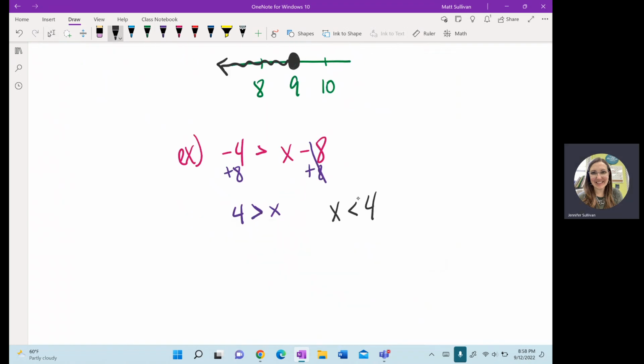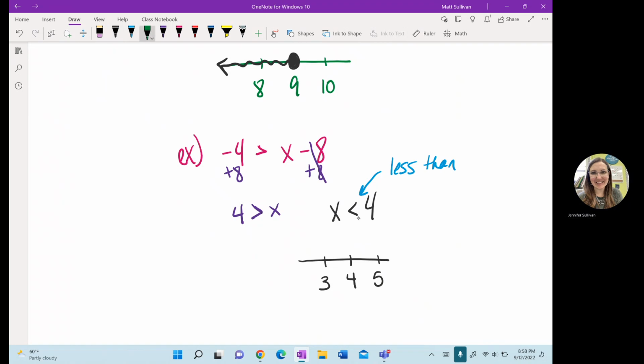And then which inequality symbol is this? How do I read this one? It's less than. So on my number line, I'm going to put 4. I'm going to go up to 5, and I'm going to go down to 3. Does this need an open or closed circle? It's an open circle. On what number? The 4. Put that open circle on the number.